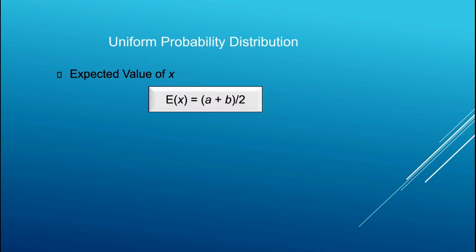Okay, so very quickly we can also talk about the mean or the expected value of our uniformly distributed random variable x, and that's quite easy to calculate. It's a plus b over 2. Okay.